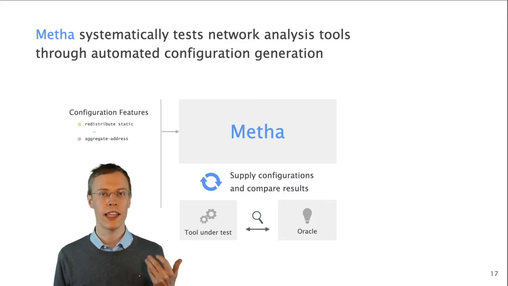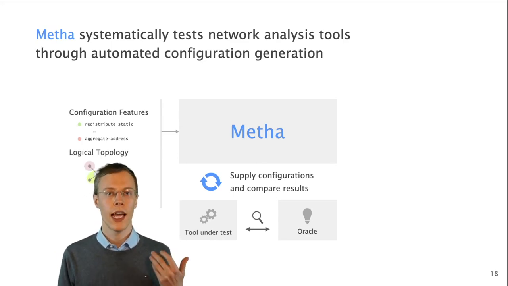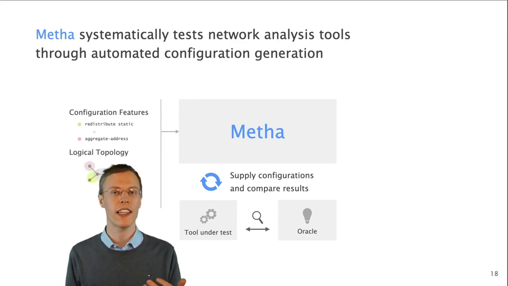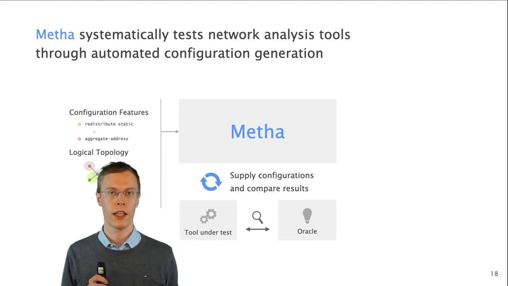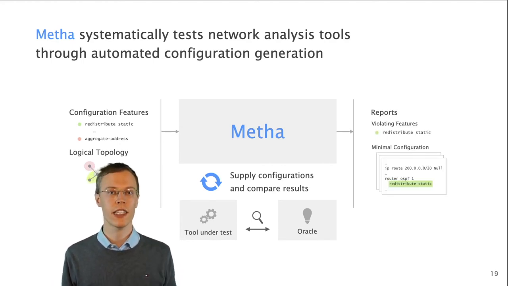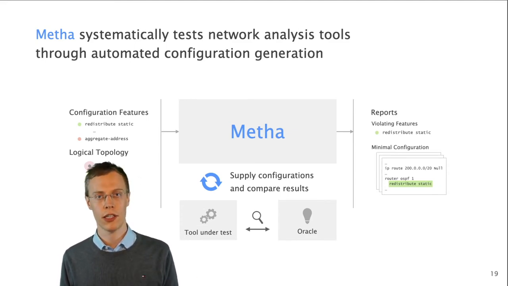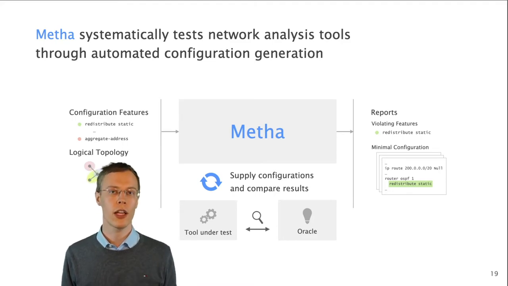As input, Metha takes a list of configuration features that we want to test and a topology that basically defines how the testbed looks like. It then generates lots of configurations, and for every discrepancy it finds, it creates a report. And these reports include, first of all, the features that caused the discrepancy, and second of all, a minimal configuration example that allows the developer to reproduce this discrepancy.